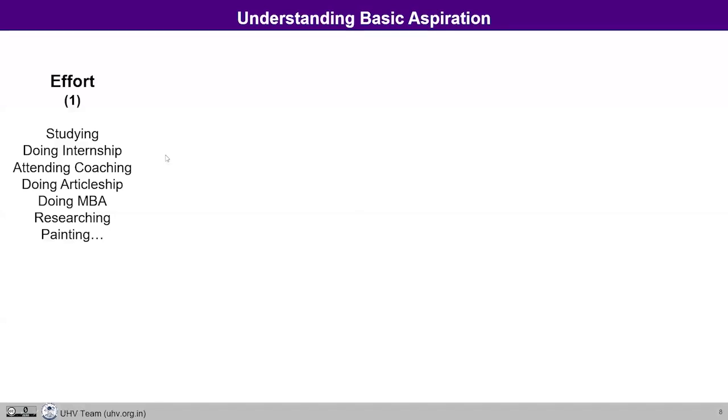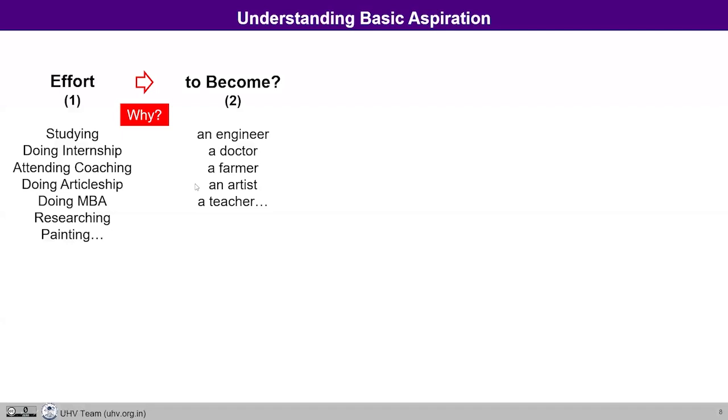So the effort could be studying, doing internship, attending coaching, doing articleship, doing MBA, and doing research, painting, some fine art, something. Why? If we ask ourselves, why do we study? So to become an engineer, to become a doctor, a farmer, an artist, a teacher, whatever. Maybe some person says that I want to become a con man. Okay, that is also welcome. You can write that, yes, this person wants to become a con man, right?